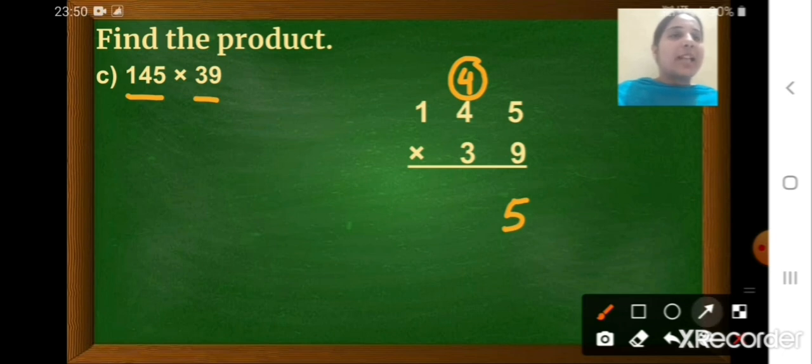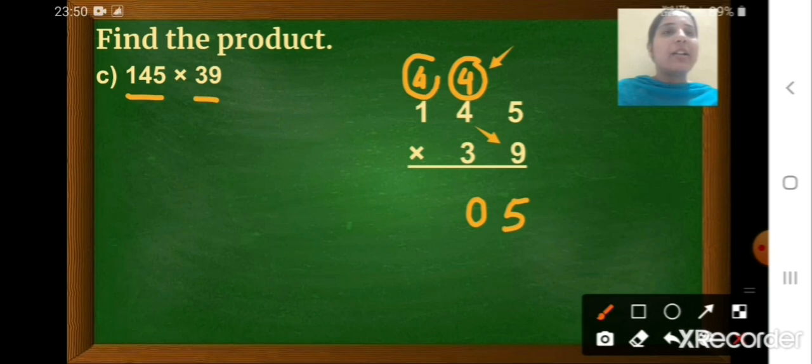Now 4 9s are, or 9 4s are 36, plus this 4 added to 36, it will be 40. So 0 we will write here, and 4 will be carried over to the hundreds place of the multiplicand. Now 1 9 is 9, and 9 plus 4 it will be 13. So we will write here 13.